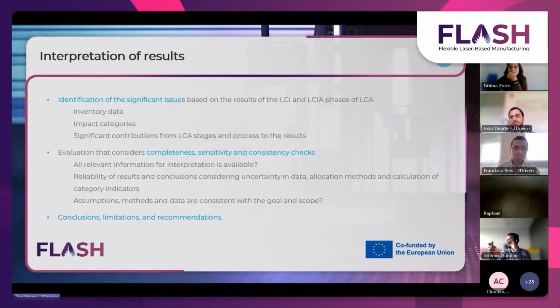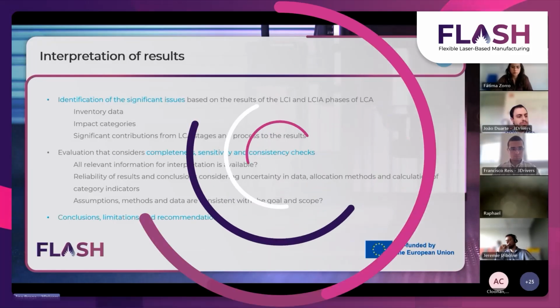So it's important at the end of the results that we check if all relevant information for the interpretation is available, the reliability of the results and conclusions, considering the uncertainty of the data, allocation methods, and calculation of category indicators, and all the assumptions, methods, and data, if they are consistent with the goal and scope, and also be aware of some conclusion limitations and recommendations for future work. But basically, with the interpretation we can identify the opportunities to improve.